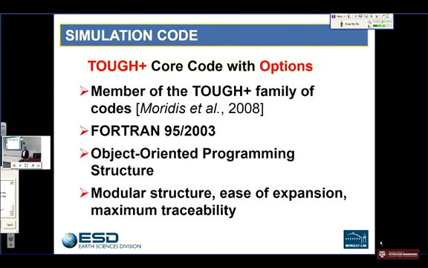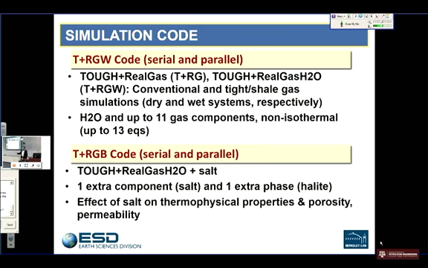So this is a member of the TOUGH+ family of codes. The TOUGH family is a family of codes that was developed in Berkeley. Now they're being used by about 400 organizations in 65 plus countries. It is Fortran 95 of 2003, which basically means that it's not very different from C anymore. It's object-oriented programming, and it has modular structure for ease of expansion and maximum traceability. We use this for some of the most difficult problems.